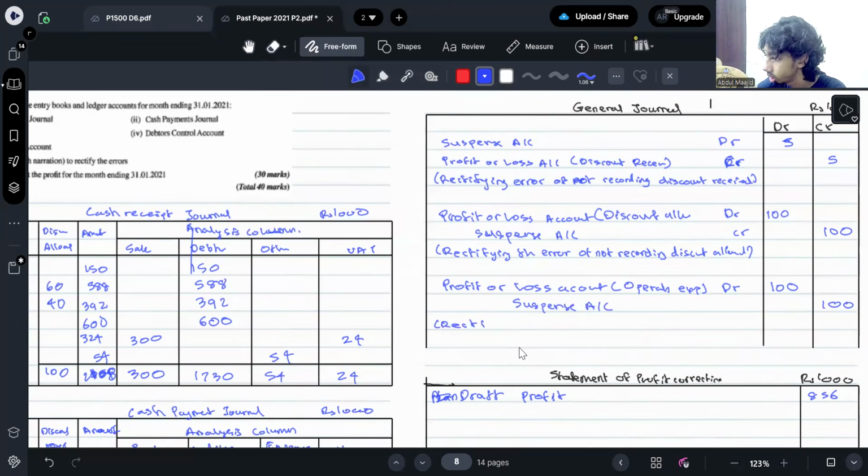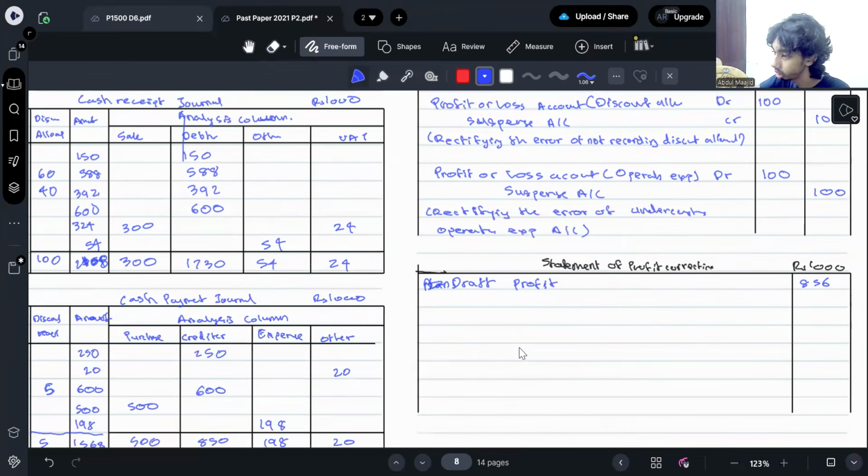Rectifying the error of undercasting operating expense account. You can say like that. Now you have to correct these errors in the statement of profit or loss. Whatever income or expense that are credited, you add. Whatever income and expense that are debited, you deduct.